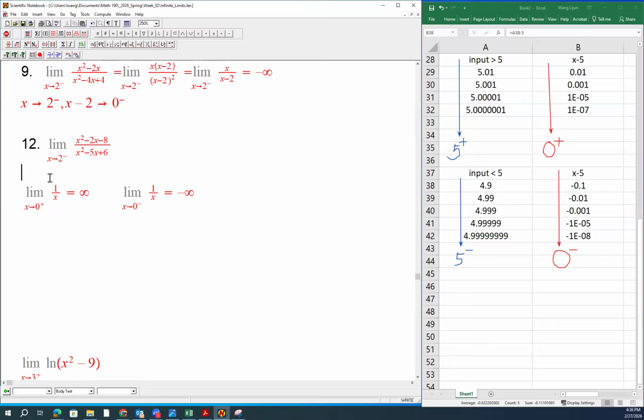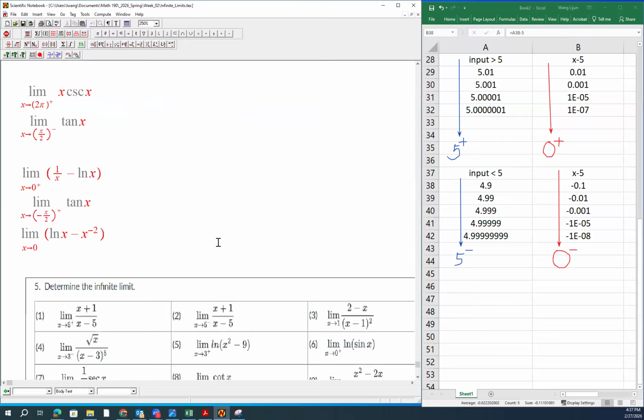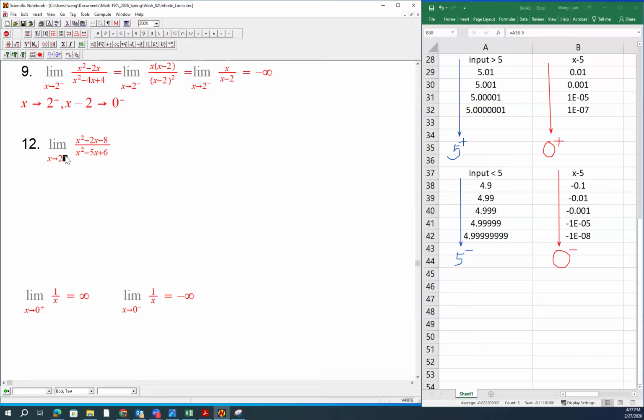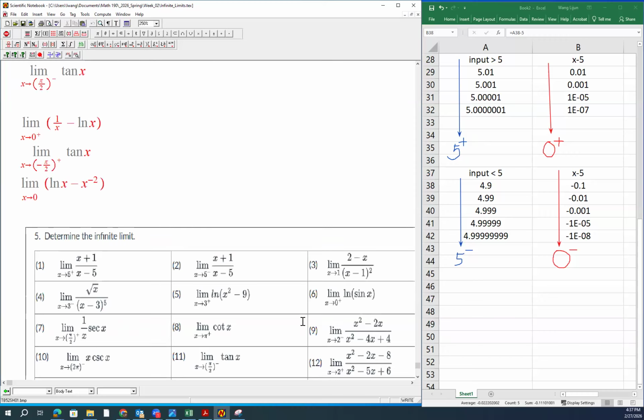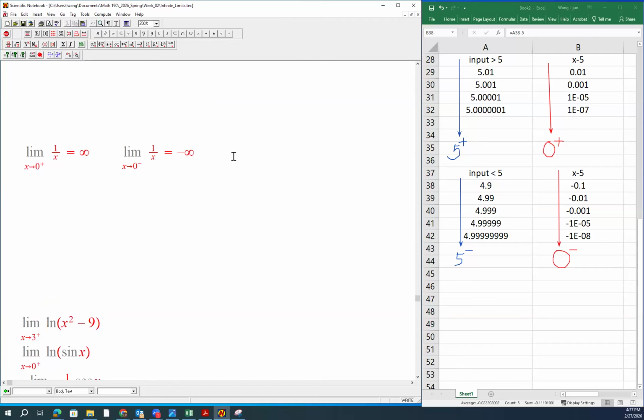Number 12. Did I copy the question right? Let me double check, okay? Okay, it's 2 plus, actually. 12 is 2 plus. My bad. Okay, plus. 2 plus. There we go. Okay, all right.